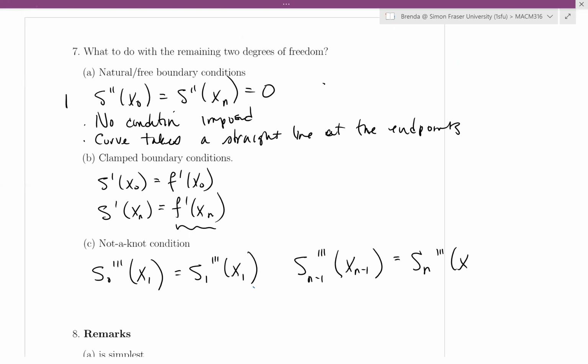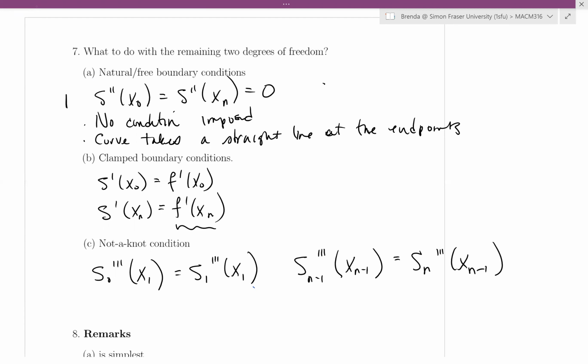You also don't need to know the derivative of the function. The third derivative of a constant, the third derivative of a constant. And this will make the third derivative continuous at x1 and x minus 1. It's called this way because you're at a cubic and you're matching the third derivative, so in effect that point is not a knot. The surface smoothly goes right through it.